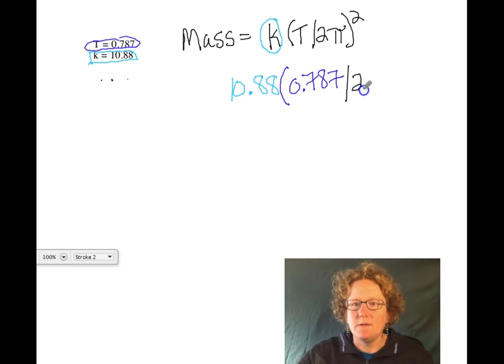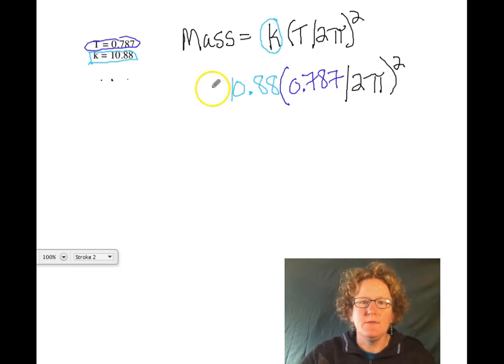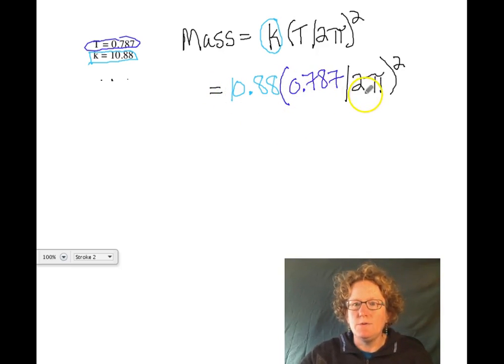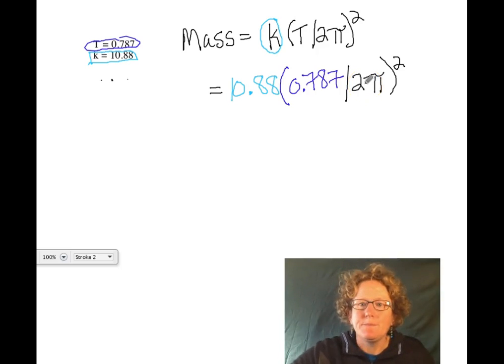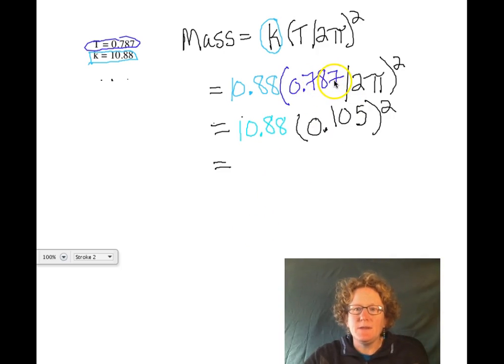In fact, a lot of scientific calculators have pi in there, and so that's going to equal the mass. So we simply have to do a little bit of math here. Take 0.087 and divide it by 2 times pi on your calculator. When I took 7.87 on my calculator and divided by 2 pi, I got 0.105. I rounded it to 3 numbers since we only had 3 numbers here.